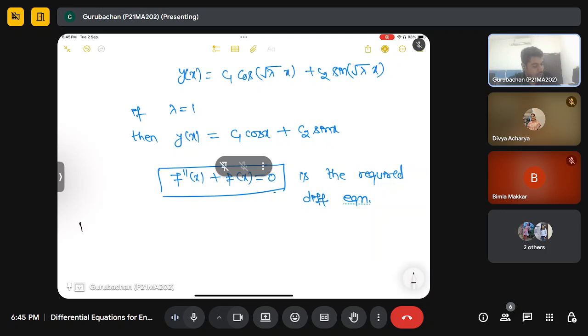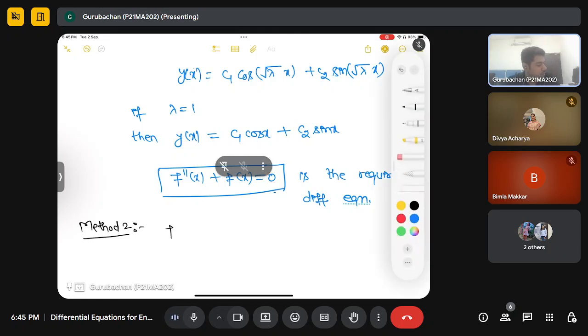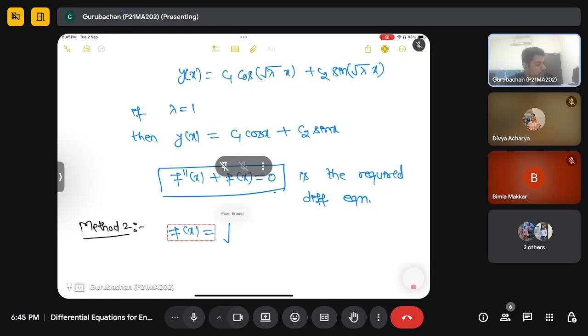What can be the other approach? We know that j half x is the solution of the given Bessel's equation. So what we will do, we will substitute the value of j half x in terms of fx, that is under root pi x. So from here we will do that fx is under root pi x, j half x.